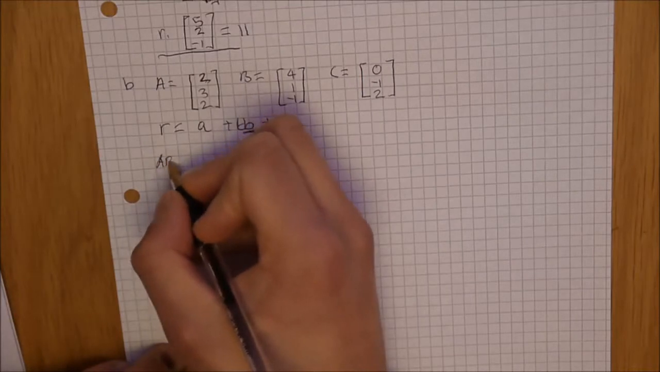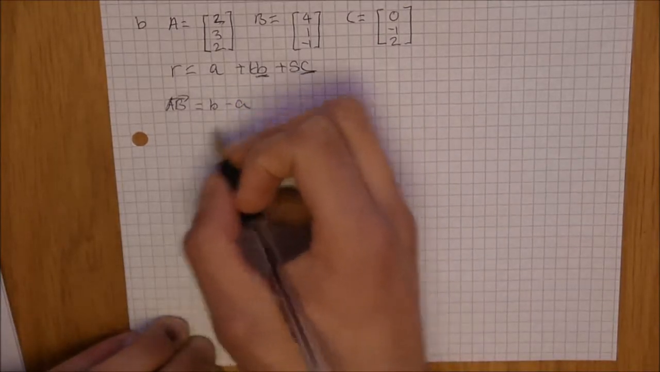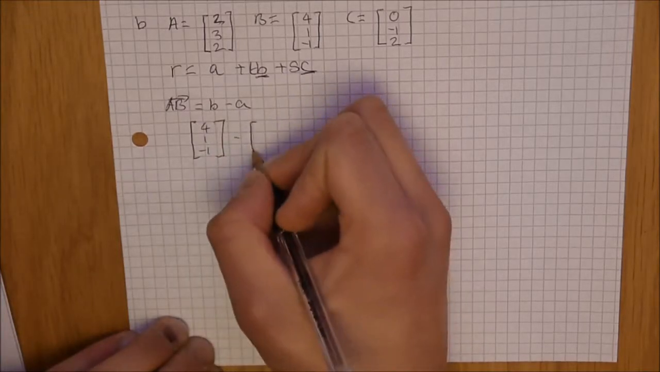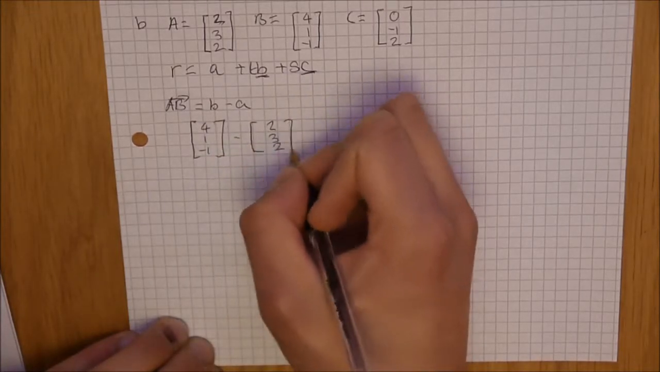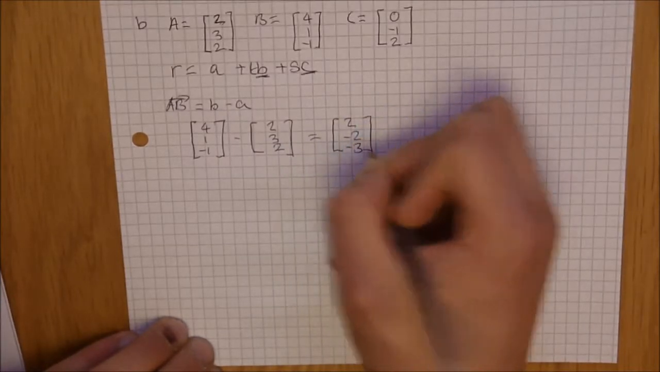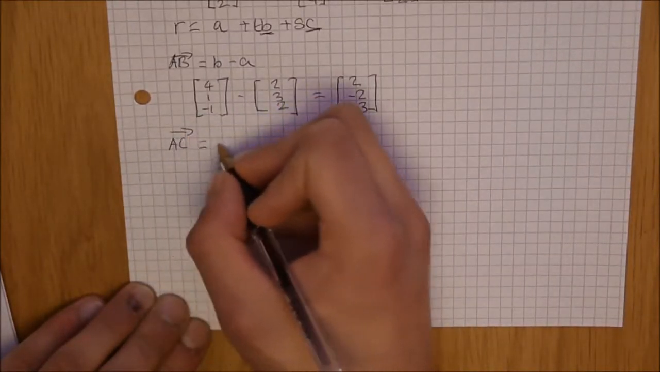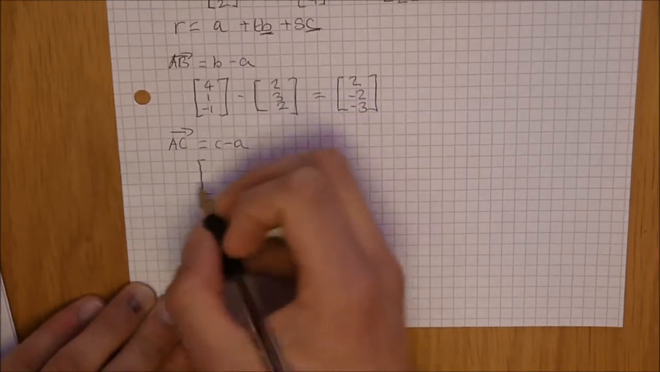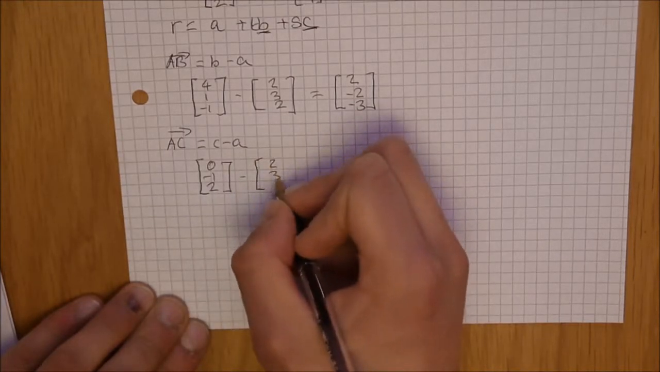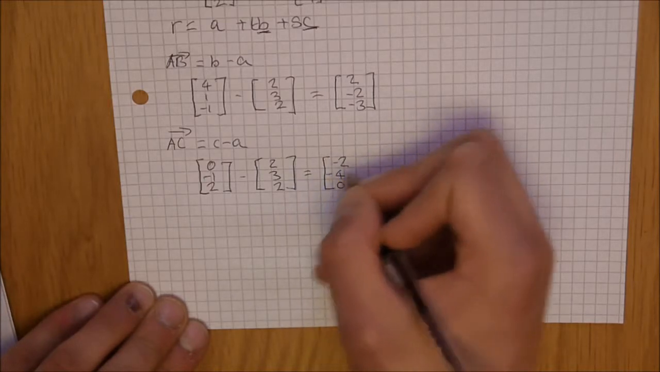So to find AB, which is b minus a, we do (4, 1, minus 1) minus (2, 3, 2), which gives us the vector (2, minus 2, minus 3). Then we do AC, which is c minus a, which is (0, minus 1, 2) minus (2, 3, 2), equals (minus 2, minus 4, 0).